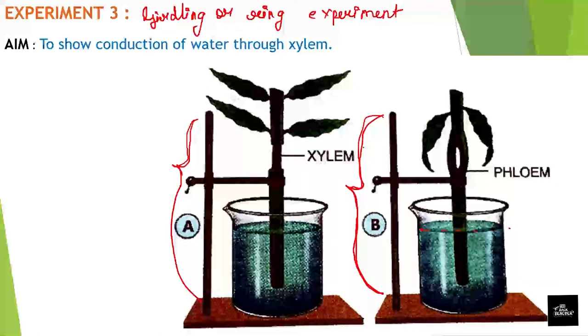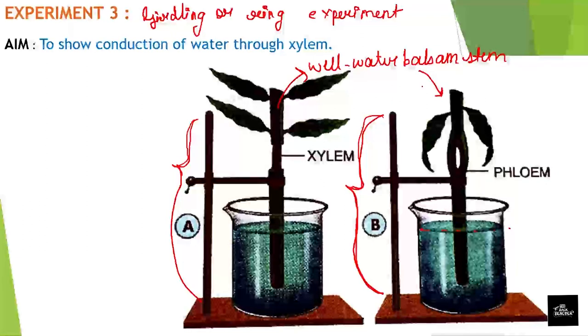The only difference in both of these apparatus is that we have taken well-watered balsam stem. In both the cases, we have taken well-watered balsam stem. In the first case, what we have done is we have cut or removed a ring from the stem. You can see at this particular portion, the length has decreased. Why? Because we have removed a ring from the stem.